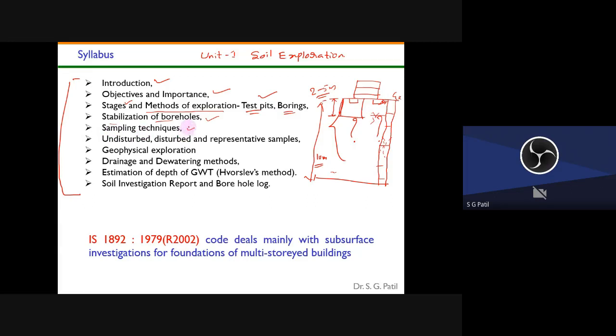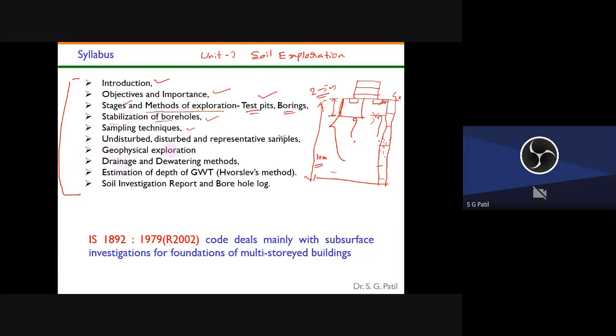In sampling techniques there are 2 types, undisturbed and disturbed soil samples. Through the techniques, either with a lot of disturbance or with minimum disturbance, you can collect the soil samples. Different types of samples we will also see in this chapter.